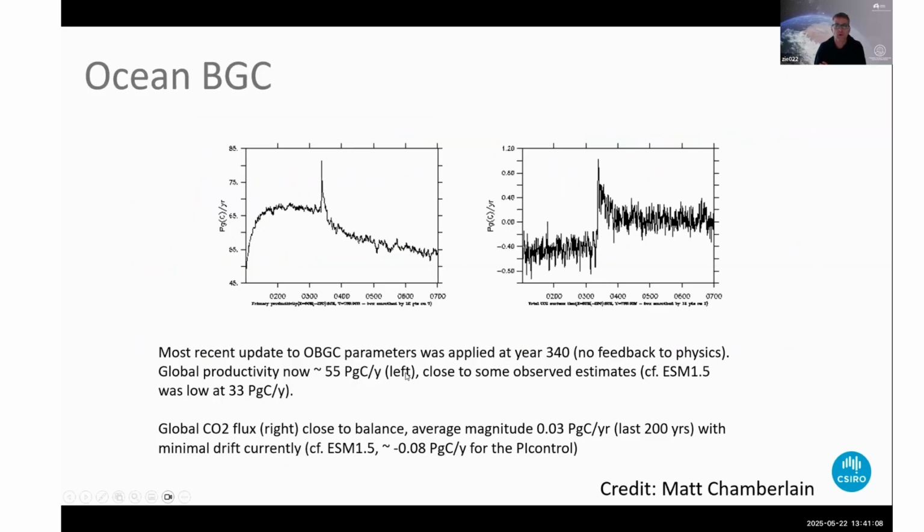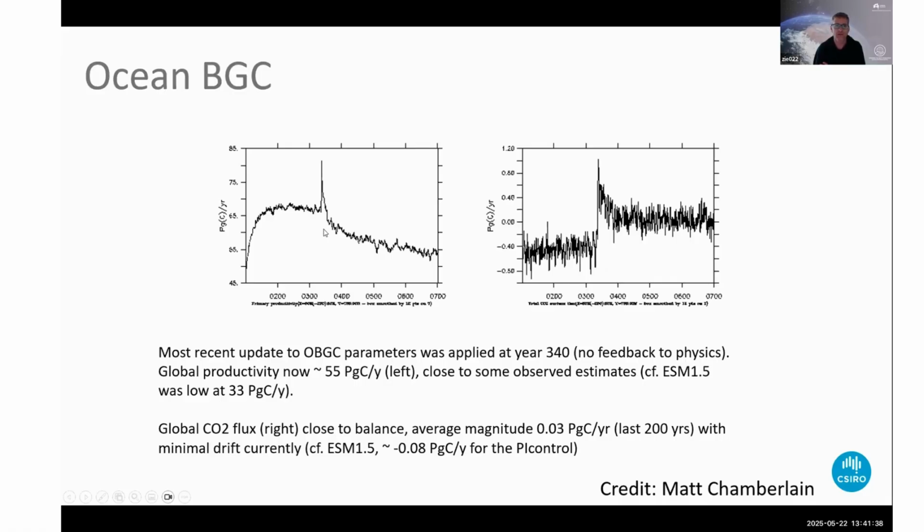Next slide. A quick slide, the ocean biogeochemistry. On the plot on the left, you have ocean productivity, and you can see that at the beginning, ocean productivity goes up by quite a bit, probably higher than we would want it to be. So we made some changes there to the parameters as well.